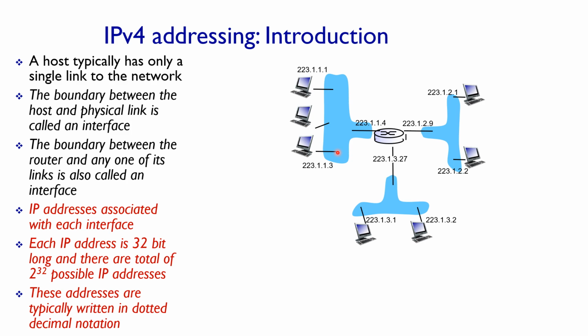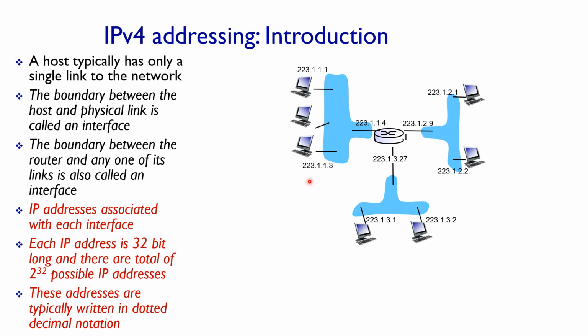Then we say that an IP address is for a host for unique identification, but actually it is for every interface. That is, an IP address is associated with each interface. Each IP address is 32 bits long, and therefore we can have a total of 2 raised to 32 possible IP addresses. These addresses are typically written in dotted decimal notation.